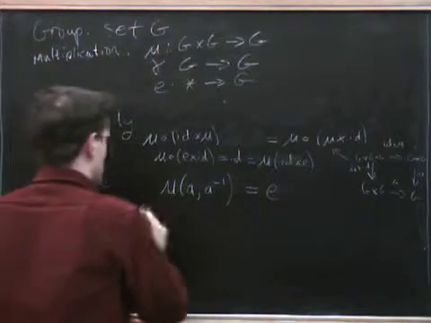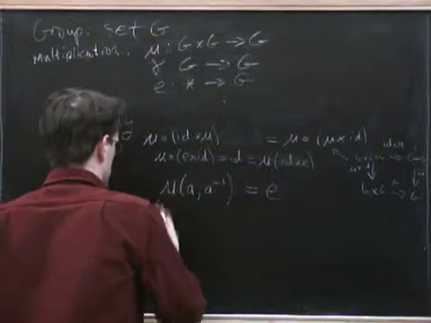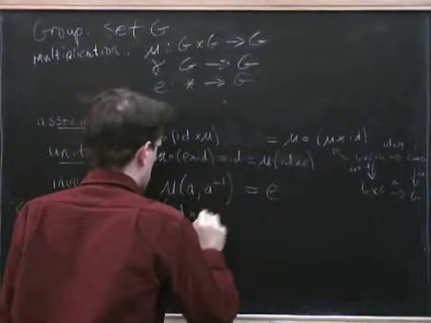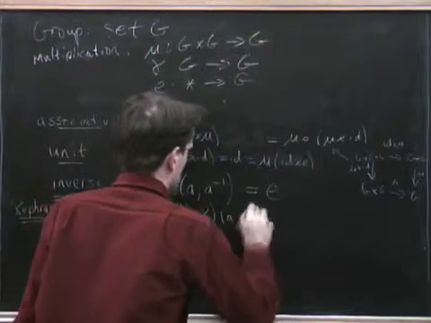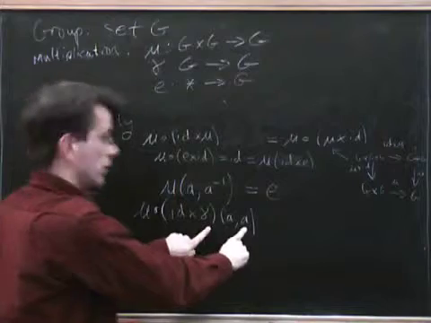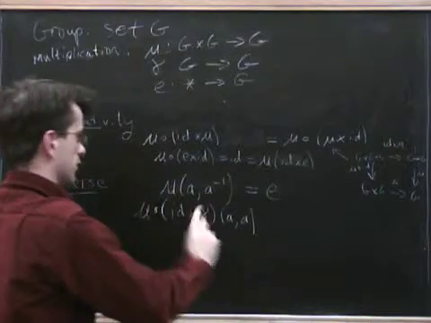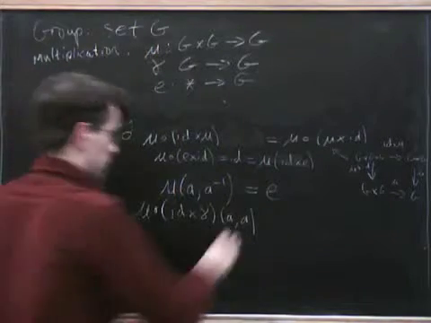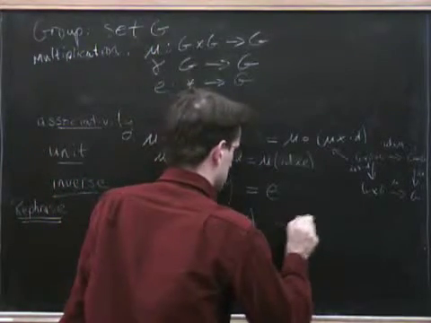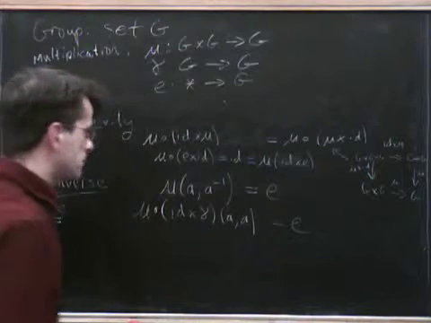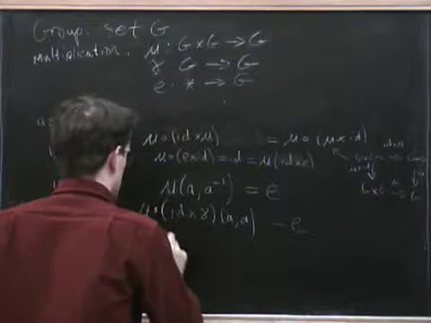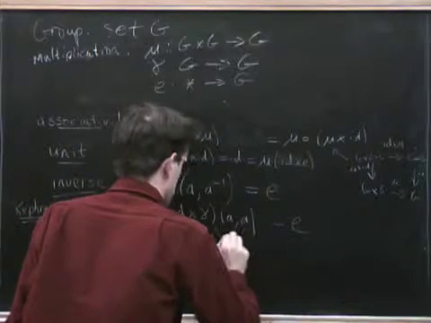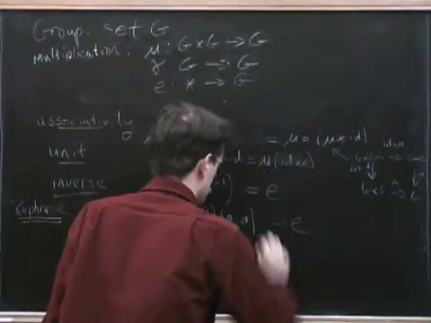So this is mu of, here I've done the identity cross gamma of A comma A. So I'm just taking the inverse of the second one, nothing to the first one, and then just multiplying them together. This is supposed to be equal to the element E. So this is mu composed with identity cross gamma and composed with delta of A.